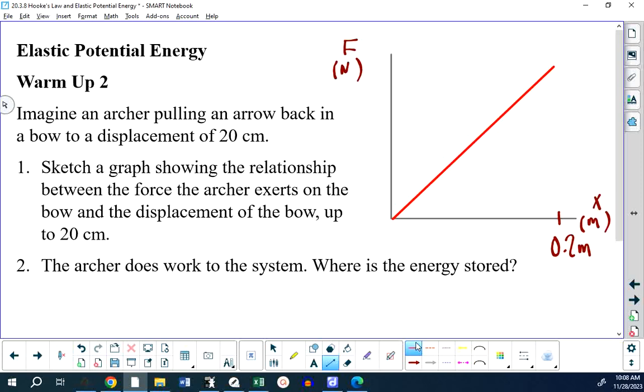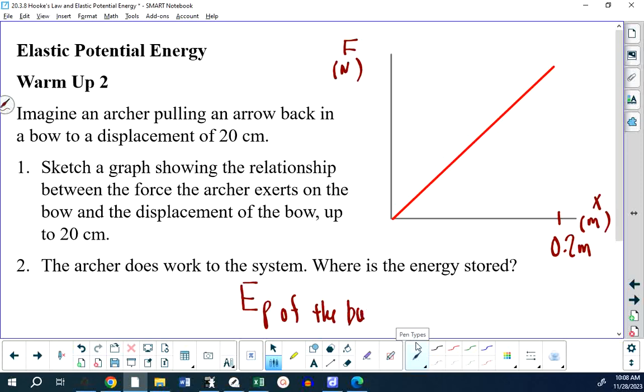Where is the energy stored? Potential energy of the bow-arrow system. You can argue that there's potential energy in the bow, but I'm saying it's in the arrow as well, because if I let it go, the bow will do work to the arrow, giving the arrow kinetic energy. And however much work you did, when you release it, that's how much kinetic energy the arrow will get, assuming no heat, which is a good assumption here.